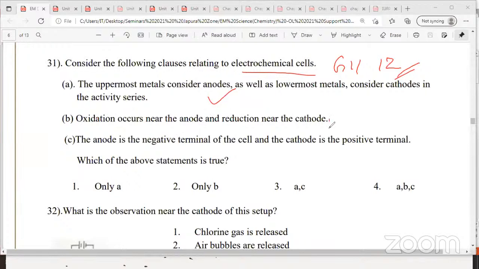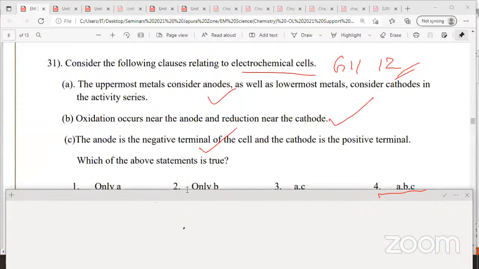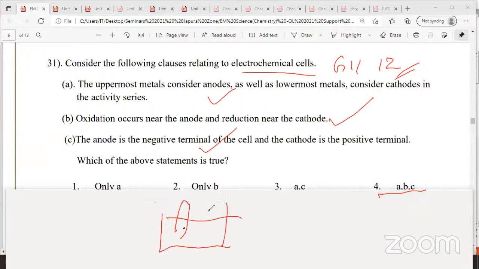Oxidation occurs near the anode. That is correct. Anode is a negative terminal. That is correct. So the answer is all 3 are correct, A, B, C. How come? One of the best examples, if you take zinc and copper. Who is above? Zinc. Here copper, you connect with a wire, and here you have H2SO4, sulfuric acid.